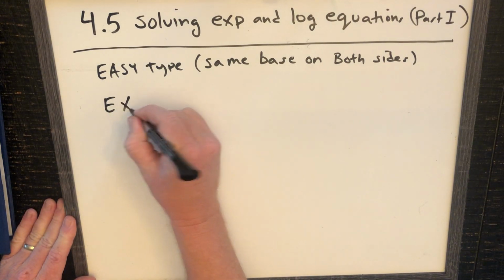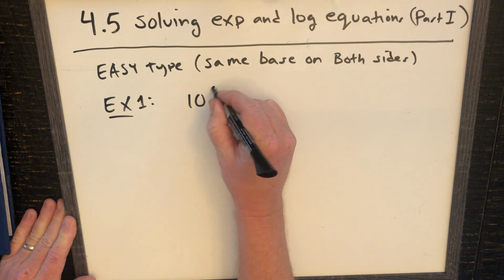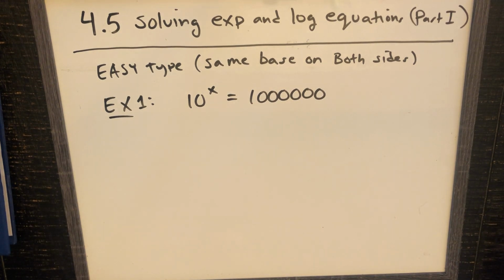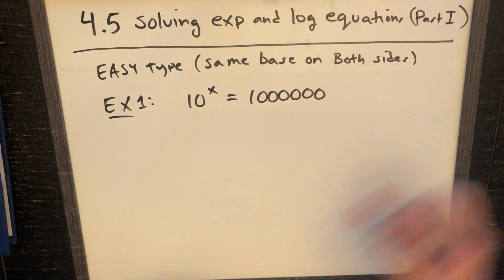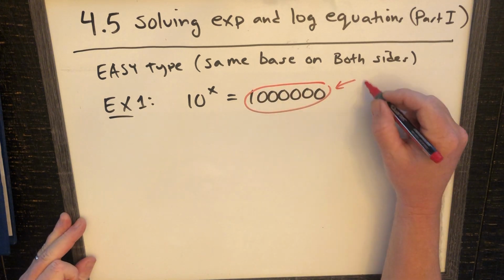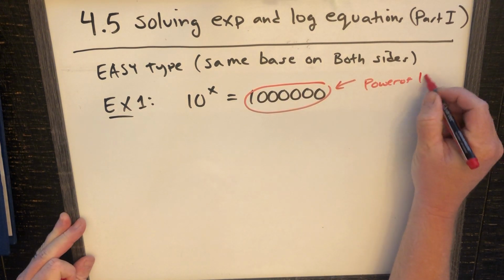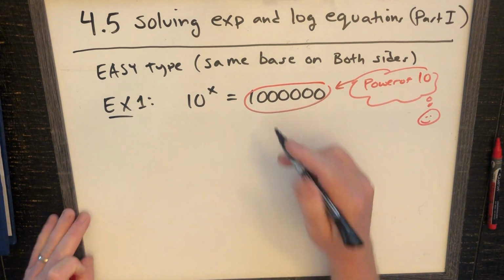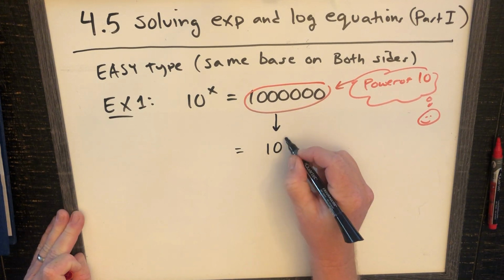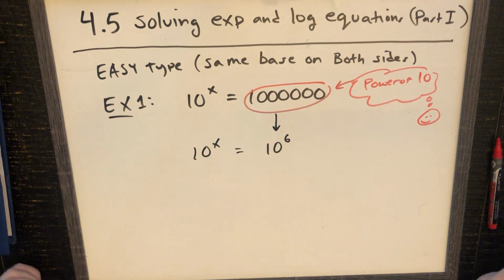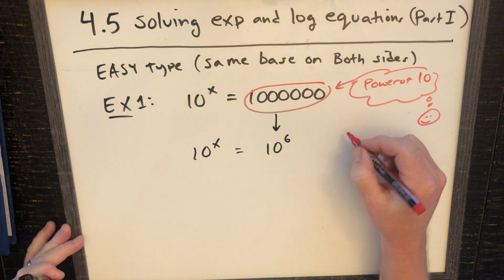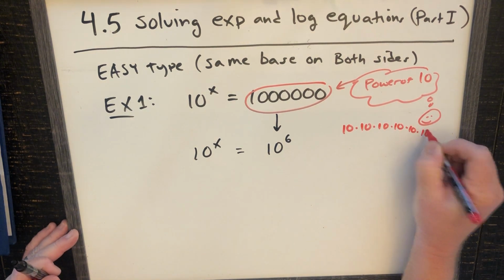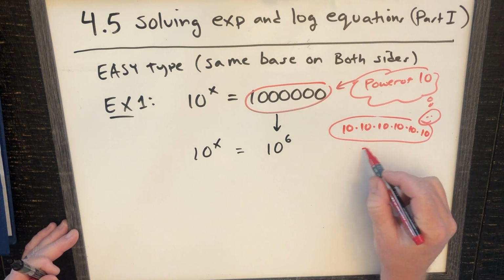Simple example would be something like 10 to the x power equals 1 million. We can clearly see that a million is already a power of 10. So we can simply rewrite a million as 10 to the 6th power. Yeah, I know, I already practiced this, but you might just do it in your head. 10 times 10 times 10 times 10 times 10 times 10. If you have 6 tens, that's going to be clearly 1 million.